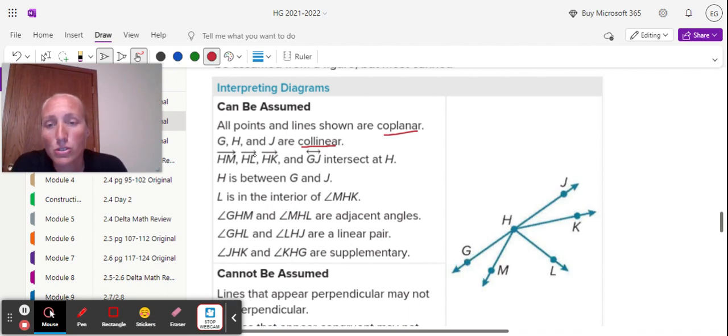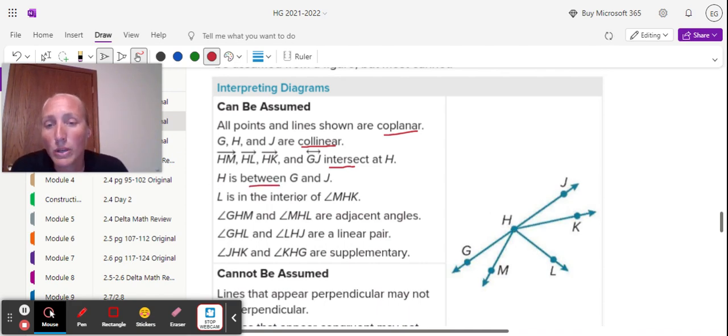You can assume that these different rays intersect at H. So if you see a drawing with different figures drawn intersecting at a certain point, you absolutely can assume that intersection actually occurs at that point. We're not going to pretend that this line just barely misses H or something. That's not doable within diagrams. We make this assumption.